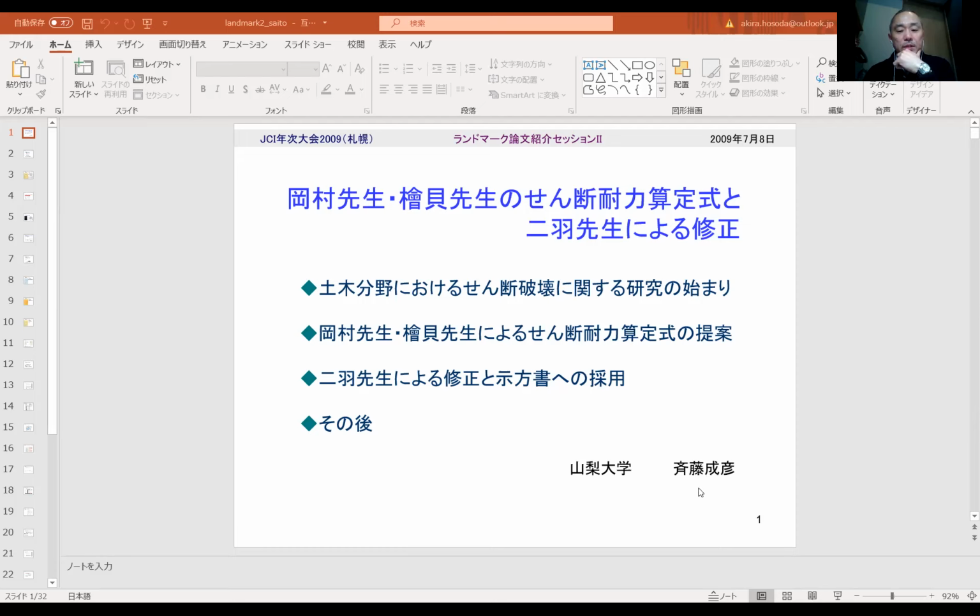This slide was made not by me, but by Professor Saito in Yamanashi University. He was in charge of this paper by Professor Okamura and Professor Higai, okay? He made a presentation about this paper. So I will utilize his slide.